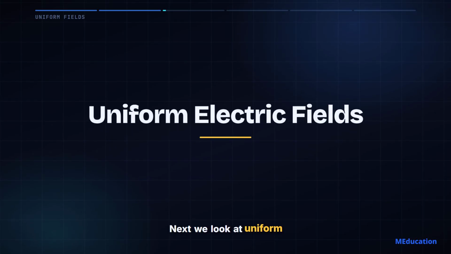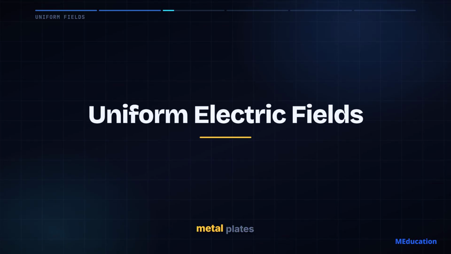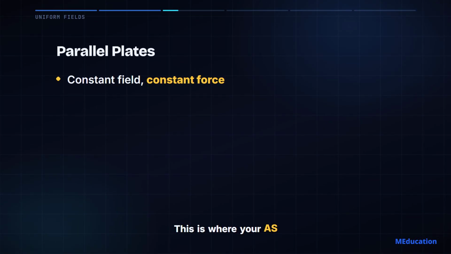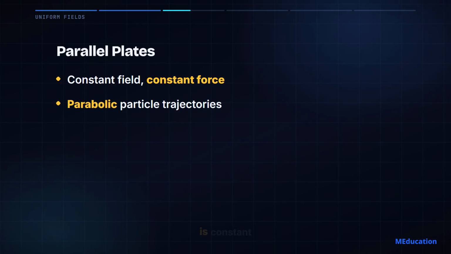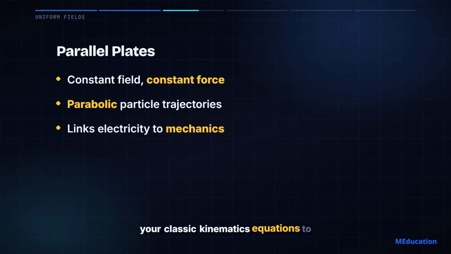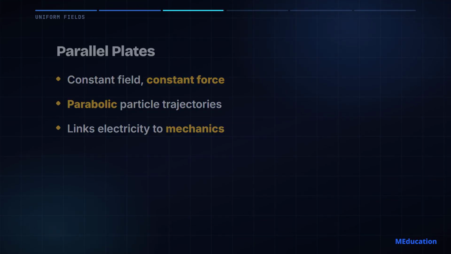Next, we look at uniform fields, like the constant field created between two charged parallel metal plates. This is where your AS-level mechanics makes a massive comeback. Because the field is constant, the force on a particle is constant. That means you can use your classic kinematics equations to predict the exact parabolic path of an electron fired between the plates. It is a guaranteed A-star discriminator question in paper 4, linking electricity directly to projectile motion.